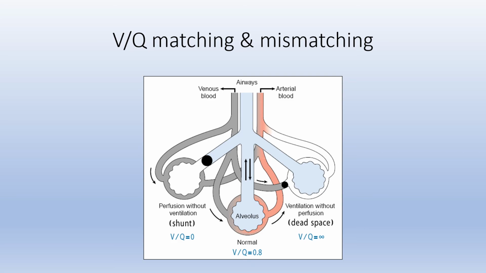Where we've got perfusion without ventilation, we get a shunt, and where we've got ventilation without perfusion, we've got dead space. So there's always some areas of the lungs that are either getting good ventilation but just not having the circulation to pick that up, or areas that are well perfused but don't get good enough oxygenation.